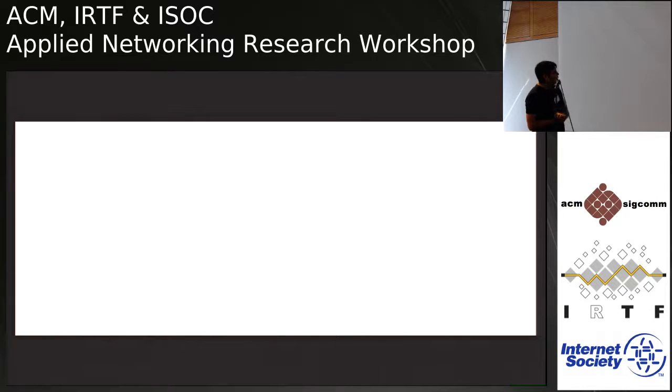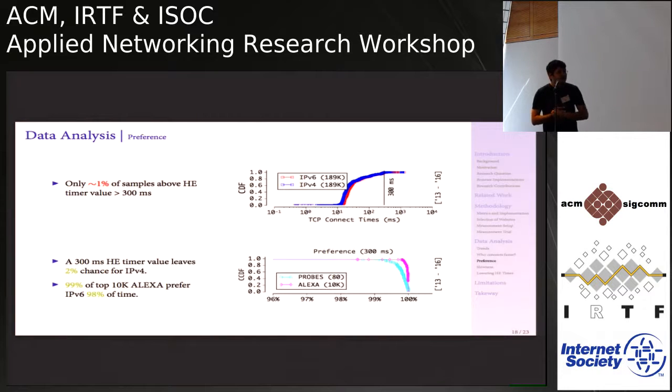Next slide, please. Okay, so then we looked at the entire distribution of TCP connection establishment time. So look at the top plot. Red is V6, blue is V4. And this is showing you the CDF of all the samples that I have in the past 3 years. And what you see is only 1% of these samples ever exceed the 300 milliseconds timer value. So only 1% of the samples matter in this case. So only 1% of the samples are the cases where Happy Eyeballs will even come into the picture, right?